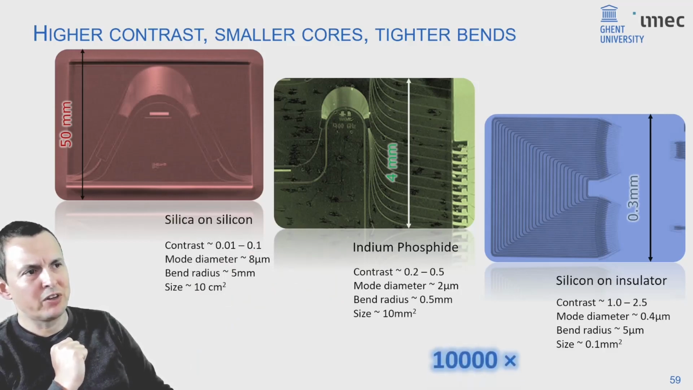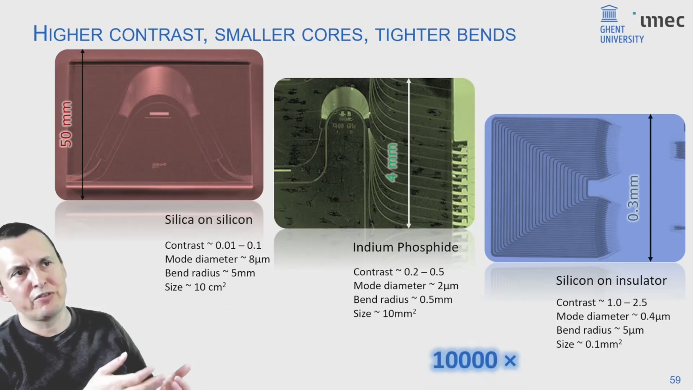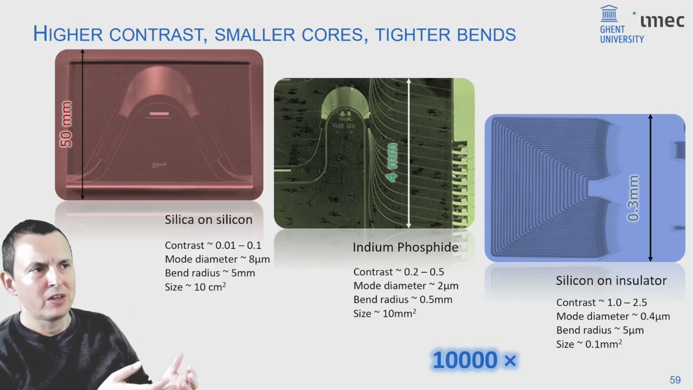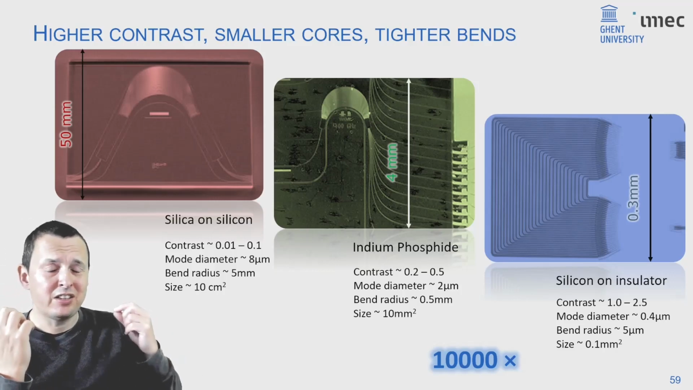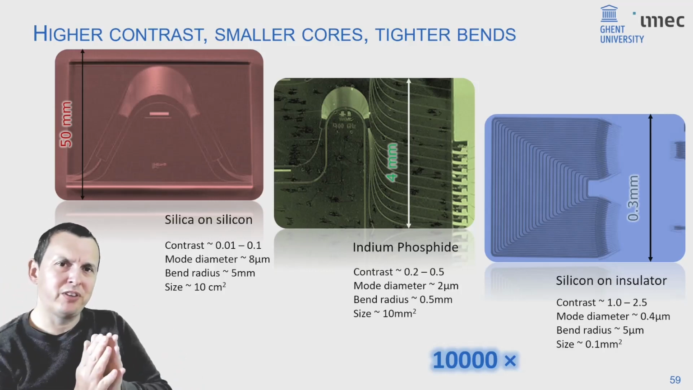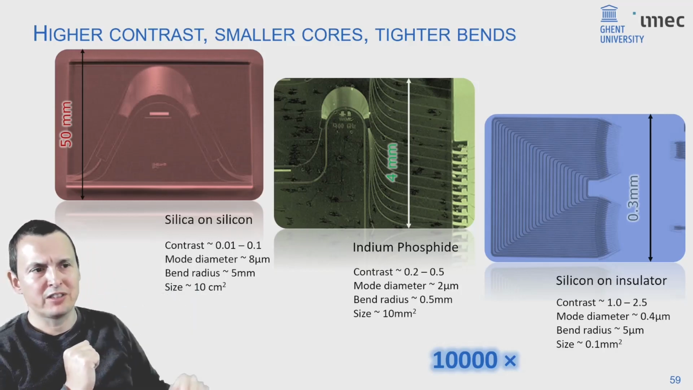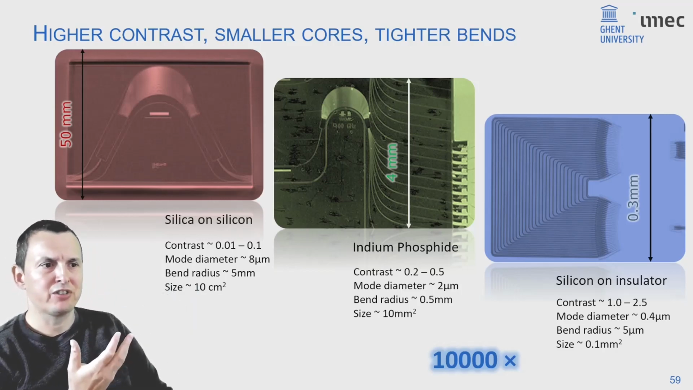And you see that from the glass to the silicon photonics, you get similar functionality in a footprint that is 10,000 times smaller. And this is important because the small footprint allows you to do something that you cannot do in these low contrast systems, and that is build really large circuits.